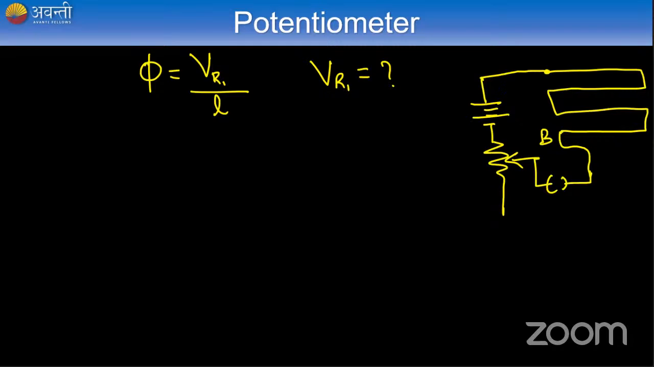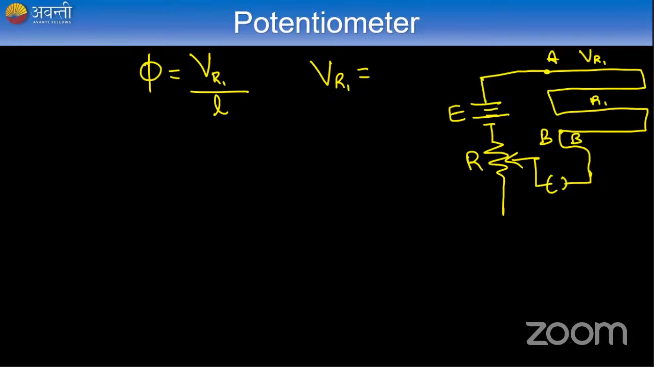Point P. So this is it. Point A to point P. We have the resistance R1. The potential drop across it is VR1. This is the external EMF E, and external resistance R. So what is this VR1 given by?